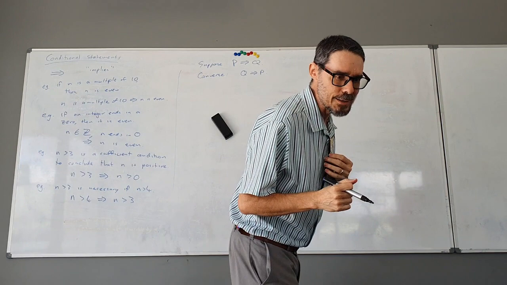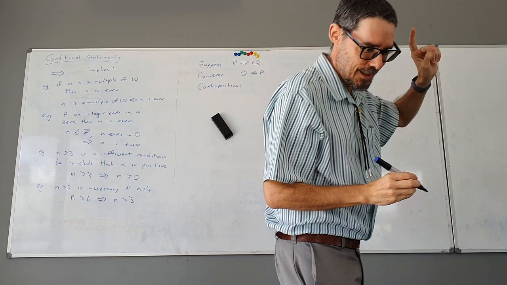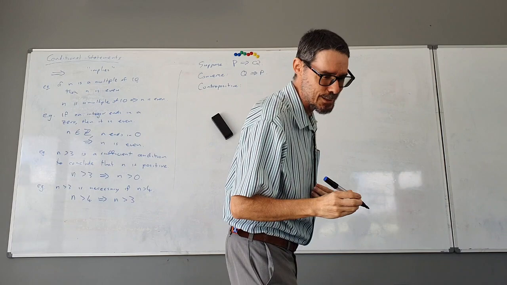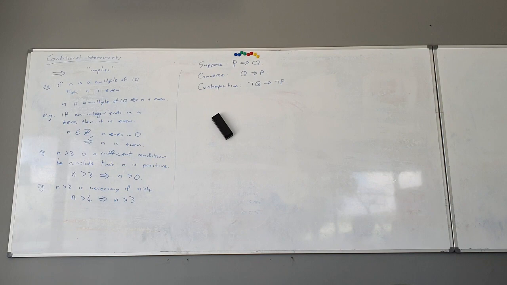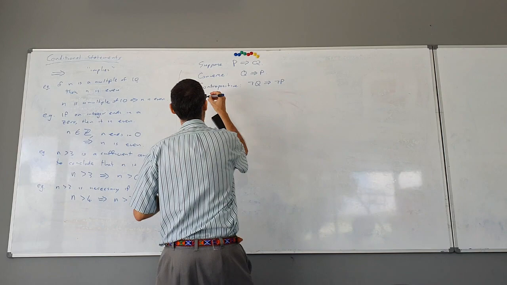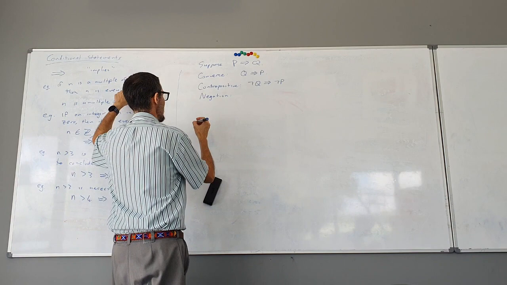There is the contrapositive and there's a negation. A contrapositive, if P implies Q, says not Q implies not P. And then there's the negation, which is a bit harder. I'm going to leave some space and come back to that. So let's give you an example from what we have over here.